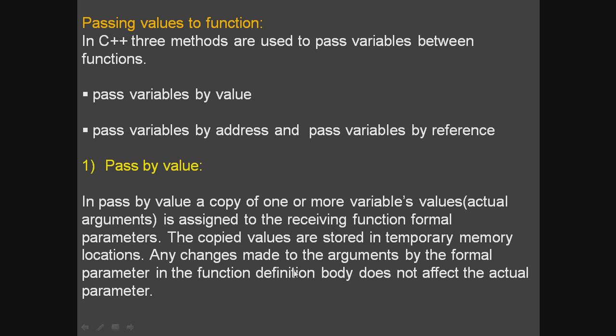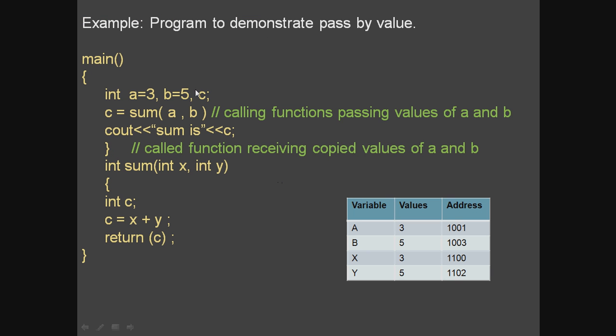Any changes made to the arguments, that is the values, by the formal parameters or formal variables in the function definition body do not affect the actual parameters. So any changes made to the values in the function definition section or the called function will not affect the original values which are stored in the original or actual variable, right? So let's see an example, a program to demonstrate pass by value.